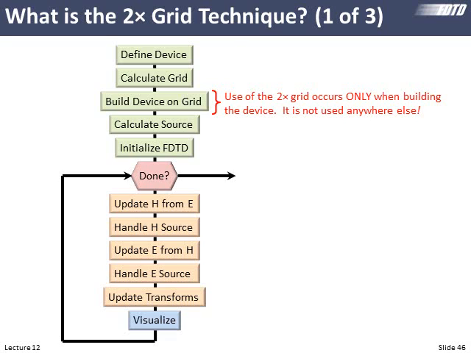The big mistake a lot of folks make is down in their code they start using parameters from this 2x grid that we just used to build the device. Once that's done, we throw out anything about a 2x grid, and from here down it's just as we've been learning in this class. So this is just a trick to figure out how to assign material properties to the grid. I'll say this one more time because it's really important. Once we're done this step and we're calculating source, initializing FDTD in the main loop, all things 2x grid are gone. Don't ever do anything 2x grid down here. It's only a trick for building your device on the grid.